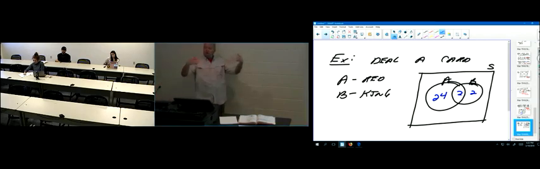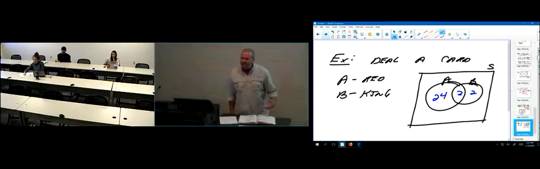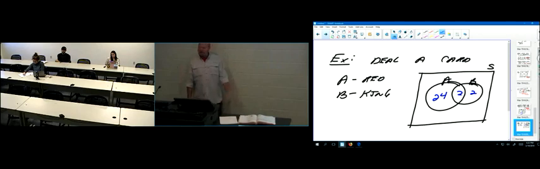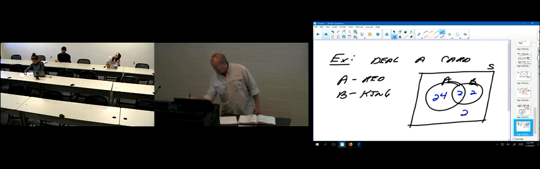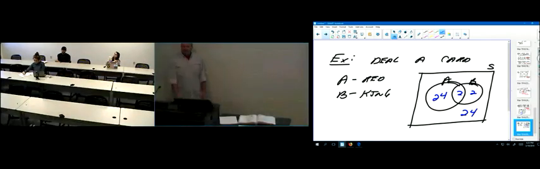What about region 4 on the outside? How many cards do I have? I got 24 red ones that are not kings. I got 2 red kings, that's 26. I got 2 black kings, that's 28. How many cards are not red and they're not a king? Think about it. That 24 there, those are the ones that are not red and they are not kings. There's 24 black cards that are not kings.